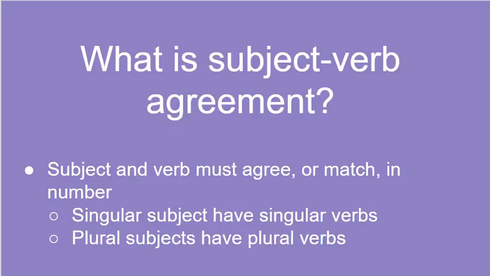Remember, our standard is asking us to recognize the subject and verb agreement. So, what is a subject-verb agreement? This is when the subject and verb agree or match in number. If you have a singular subject, then you have to have a singular verb. If you have a plural subject, then you must have a plural verb. Please pause the video and write down the definition of subject-verb agreement.